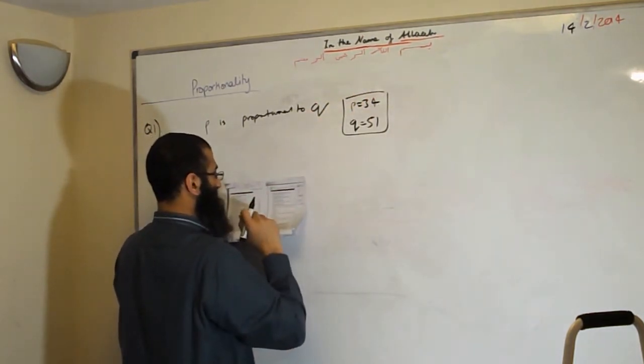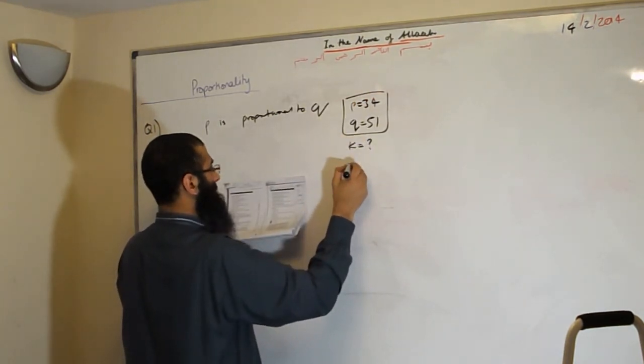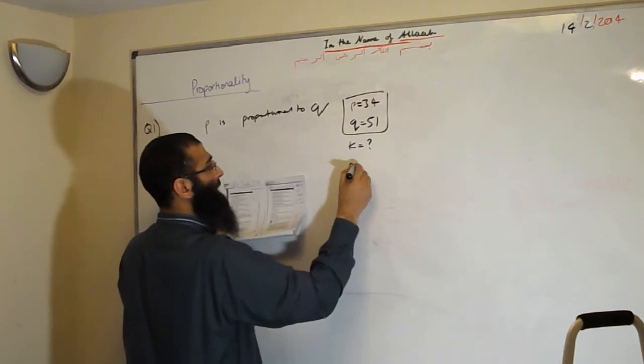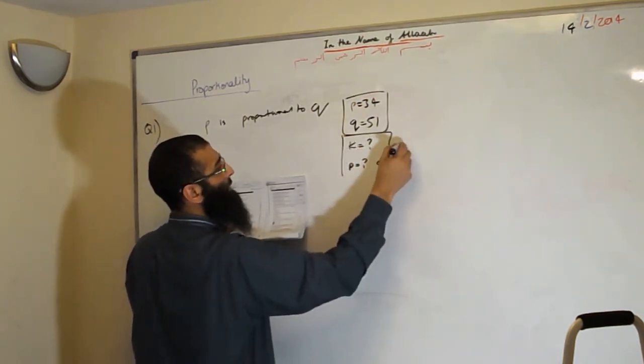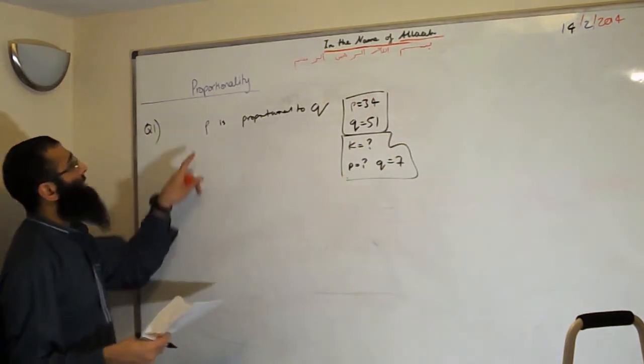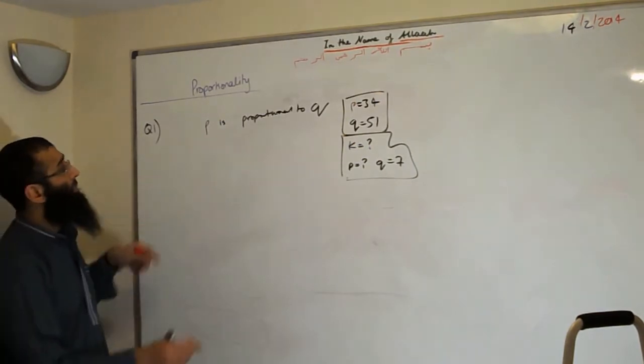Then it says find the value of K. K we don't know. And work out the value of P when Q is equal to 7. That's the actual question here. Right, that's the statement. You change it into mathematics. Okay, so what would that look like?